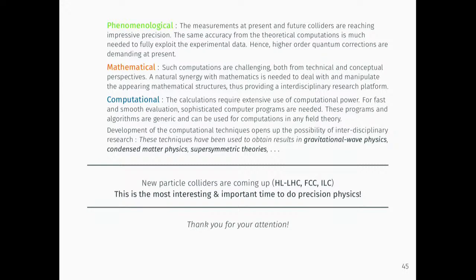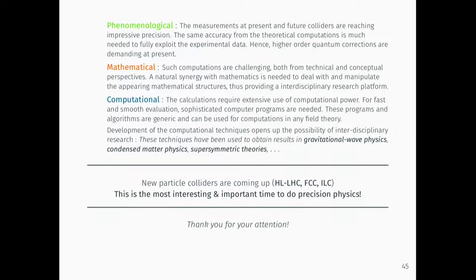And then the computational part also. All these calculations are big, and you need the computer to do them for you, so you need to write sophisticated computer programs. And this can be used not only here, but also in different areas of physics. People have used it for gravitational wave physics computations, condensed matter physics, and also supersymmetric theories. So there is wider use of these computer programs.